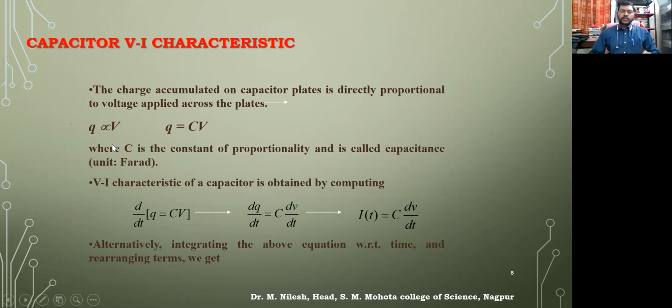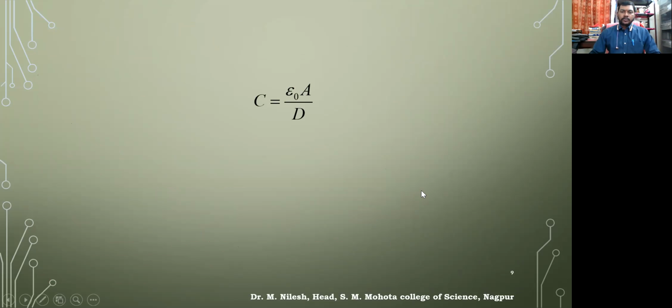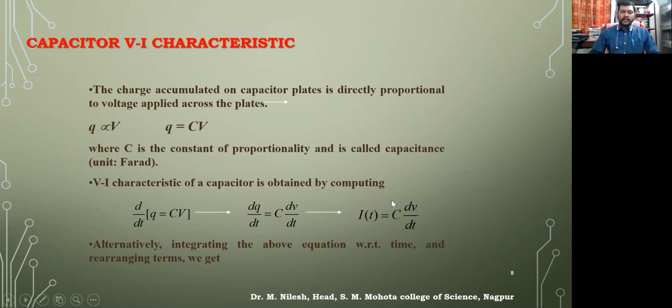Q is directly proportional to V, and Q equal to C into V. Then we have in the form of current, i(t) equal to C dV by dt, and this was the formula that voltage with respect to time can be written as 1 by C integration from 0 to T of i dt, where T is the time. With respect to time, the current is going to vary.